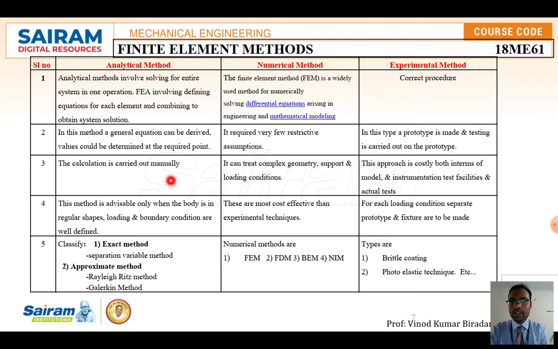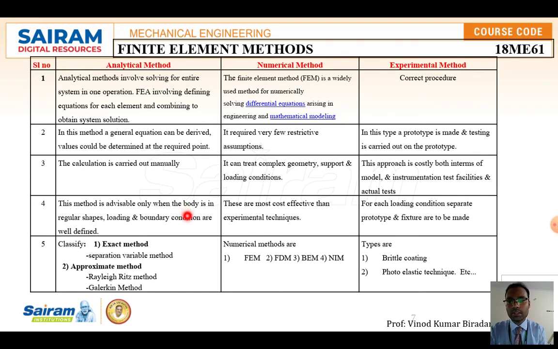Next, the calculation is carried out manually in the analytical method. But the numerical method can treat complex geometry, support and loading conditions. The experimental method is costly in terms of model, instrumentation, test facility and the actual test also. The fourth difference is that the analytical method is advisable only when the body is in regular shape and loading and boundary conditions are well defined. When the data is given in the problem, we use the analytical method, whereas the numerical method is more cost effective than the experimental technique. Even without any data, we solve by assuming some assumptions. Experimental method means for each loading condition, a separate prototype and fixture have to be made.